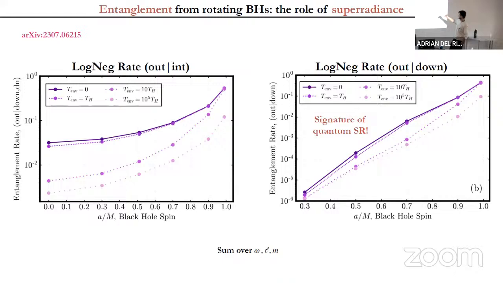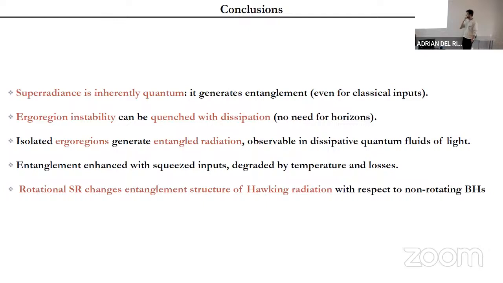So, conclusions of the talk. Superradiance is inherently quantum because it generates entanglement and amplifies it, even for classical inputs. Ergo region instability apparently can be quenched with dissipation, so there is no need for horizons, at least in systems in which you can have dissipation, maybe not so easy for fundamental fields, but in other setups you can. Isolated ergo regions generate entangled radiation, because superradiance does, which could be observable in, for example, dissipative quantum fluids of light, hopefully other platforms as well.